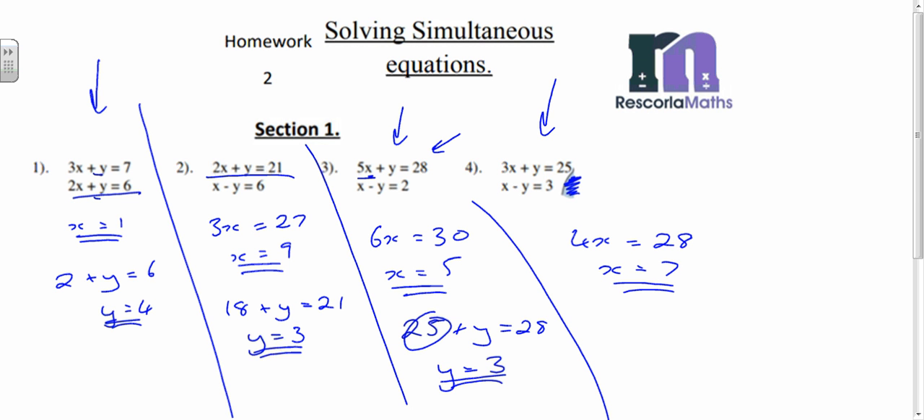That's half your answer. Substitute it into one where everything's positive. So 3 lots of 7 is 21. So 21 plus y equals 25. Take away 21, you've got y equals 4.